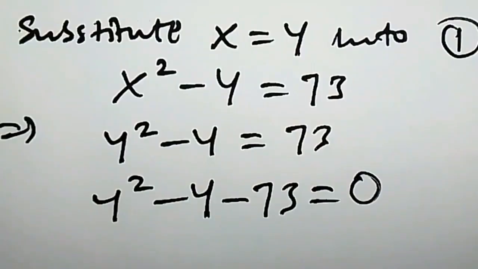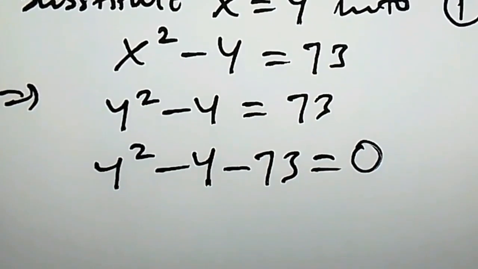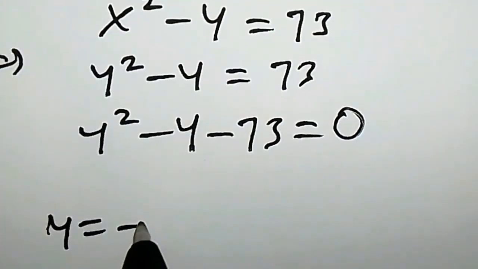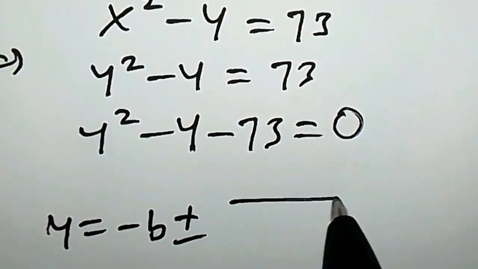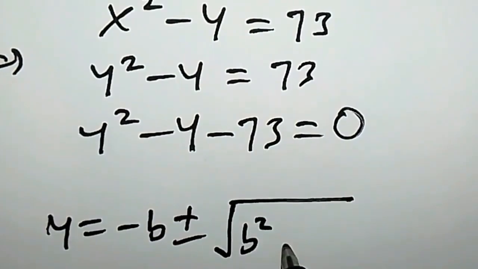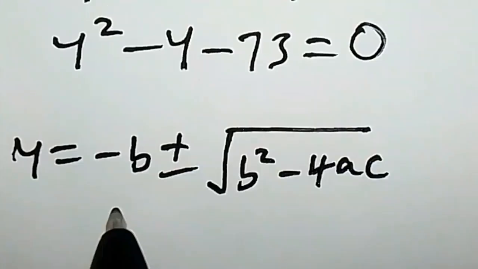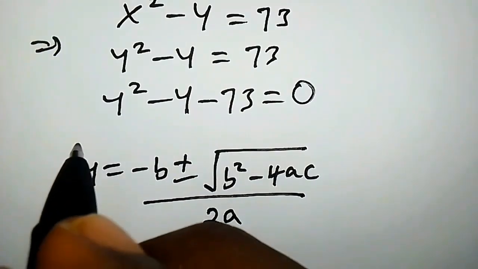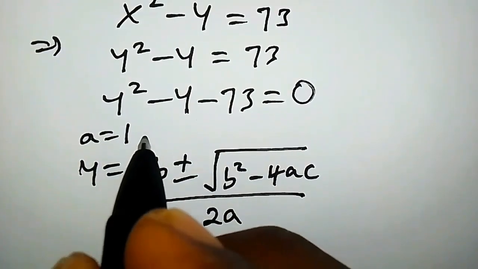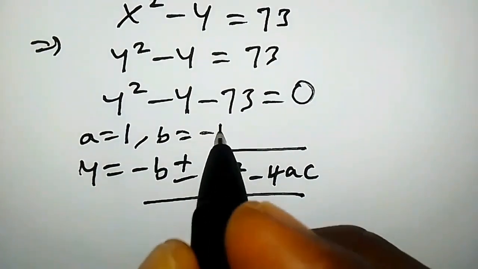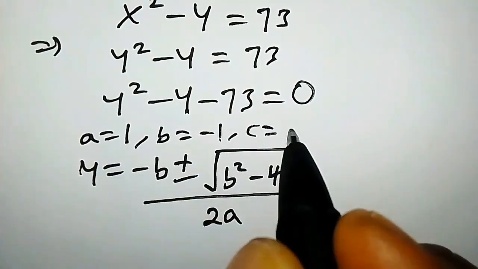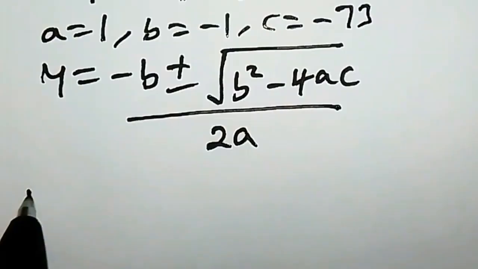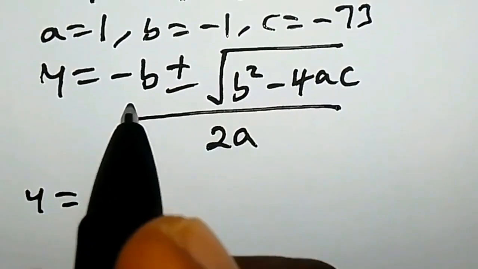You will observe that this quadratic equation is not factorizable. We can use the quadratic formula to solve it. y equal to minus b plus or minus square root of b squared minus 4ac, divided by 2a. From this equation, our a is equal to 1, b is equal to minus 1, and c is equal to minus 73.